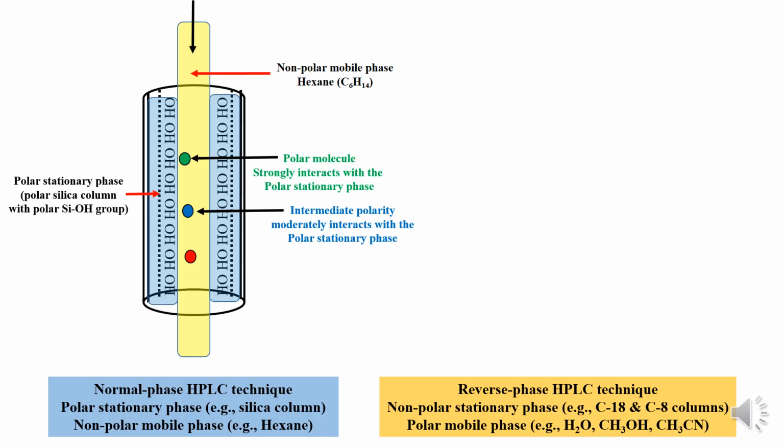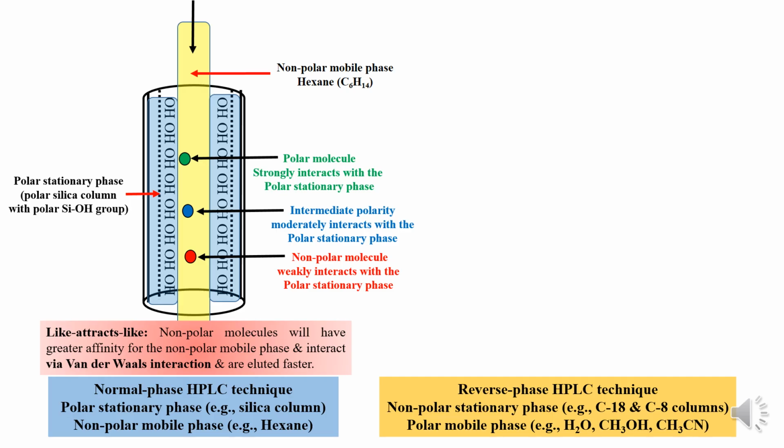While the molecule of intermediate polarity interacts moderately with the polar stationary phase, the non-polar molecule weakly interacts with the polar stationary phase and hence it elutes out of the column along with the non-polar mobile phase. Now the rule of thumb is like attracts like. Non-polar molecules will have greater affinity for the non-polar mobile phase and interact via van der Waals interaction or attraction and are eluted faster.